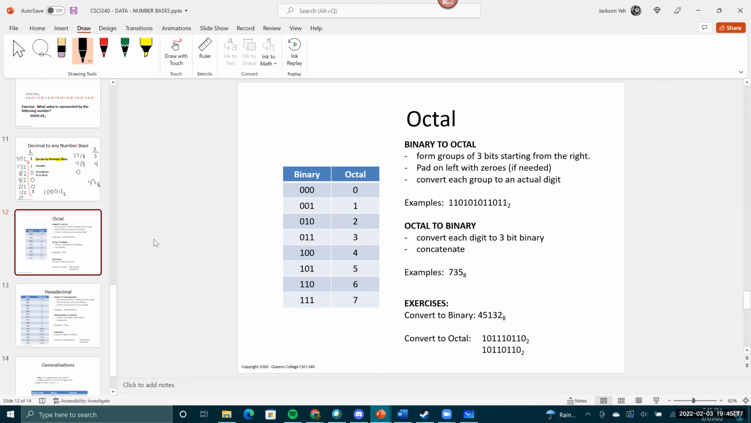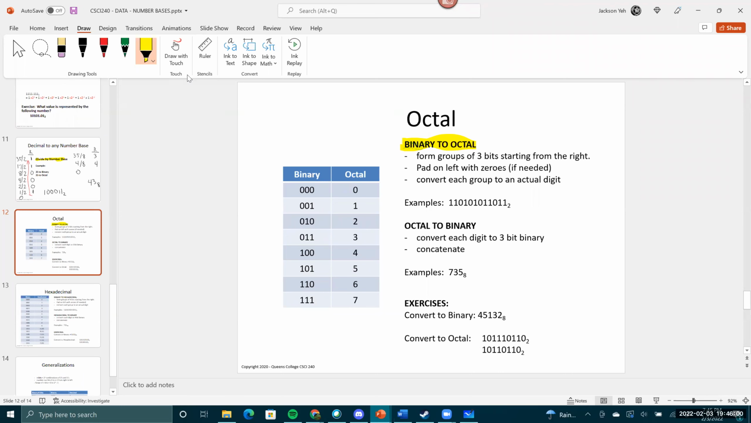But here you go. Octals are numbers in base 8, where each digit has the value 0 through 7. And we want to be able to convert it into binary quickly. So how can we do that? The answer is very easily. From binary to octal, you want to form groups of 3 bits, starting from the right. And you pad on the left with zeros if necessary to form a group of 3. Once you have that, you convert each group of 3 into an octal digit.